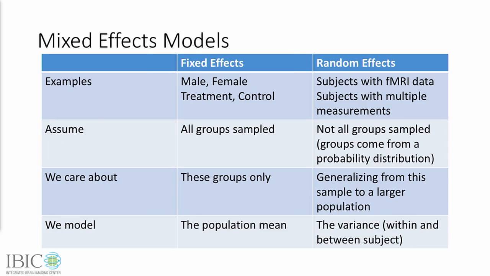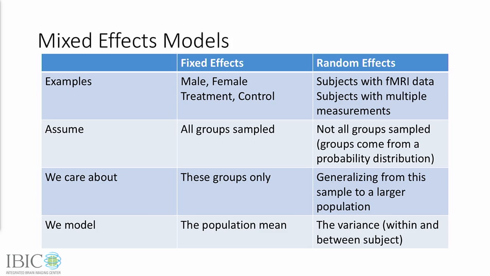Just to introduce some terminology that you'll hear about later: in mixed effects models, the mixed part refers to the fact that we have both fixed effects and random effects. Some examples of fixed effects are things like male or female or treatment or control. Random effects are things like subjects with fMRI data or subjects with multiple measurements. We assume with fixed effects that all the groups that we care about are sampled, whereas with random effects, we assume that not all groups are sampled. The groups come from a probability distribution.